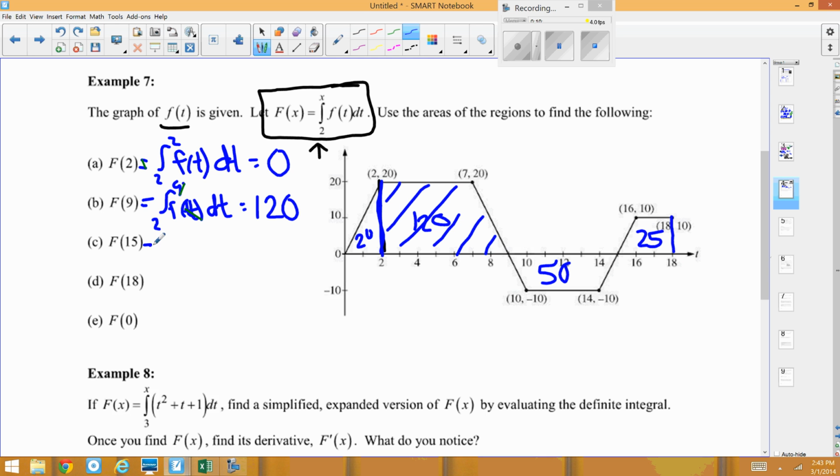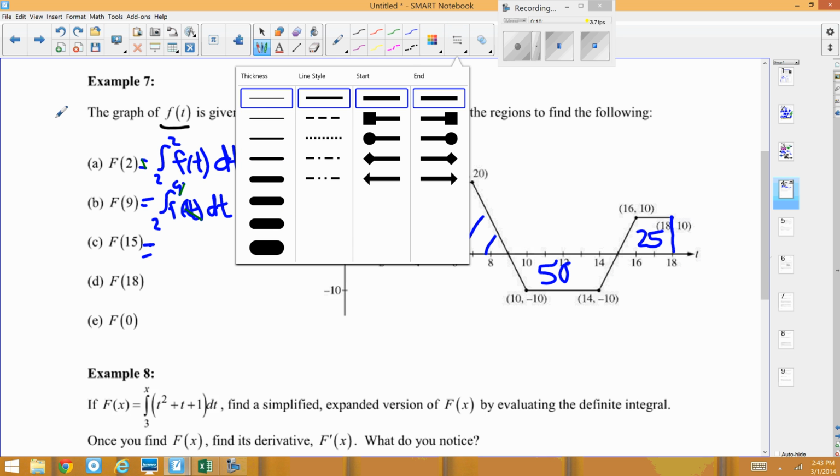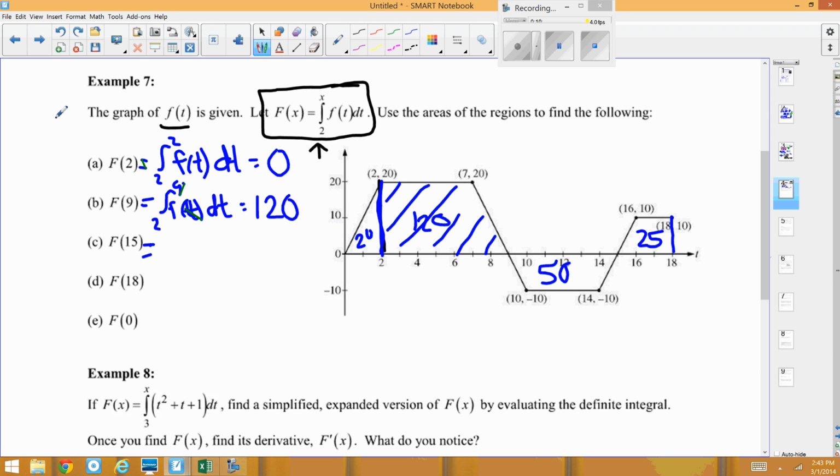For 15, this one changes a little, because now if we integrate from 2 to 15 of f of t dt, we're not really finding area per se. This part is positive from 2 to 9, but this part is going to be negative. So we have to add 120 and then subtract 50. This integral is actually just going to be equal to 70.